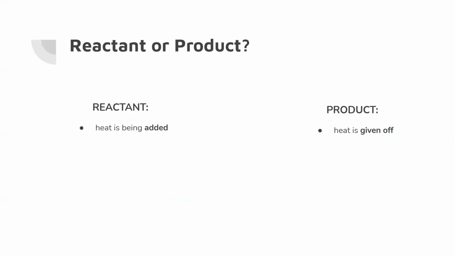And to see if heat is either a reactant or a product, you have to know if your reaction is endothermic or exothermic. If heat is a reactant, then the equation is calling for heat to be added. So this happens with endothermic reactions. Whereas when heat is a product, the equation calls for heat to be given off, which is in an exothermic reaction.